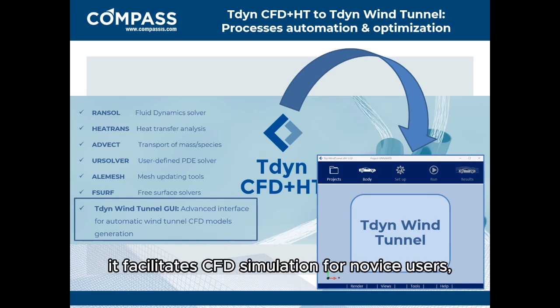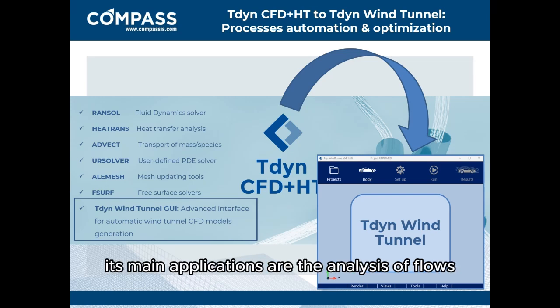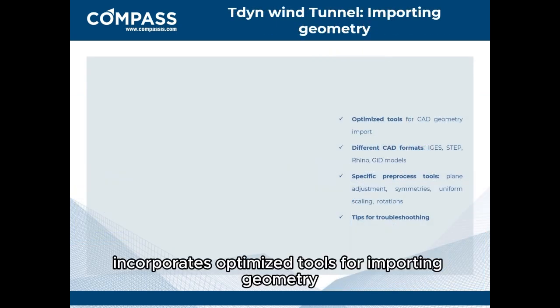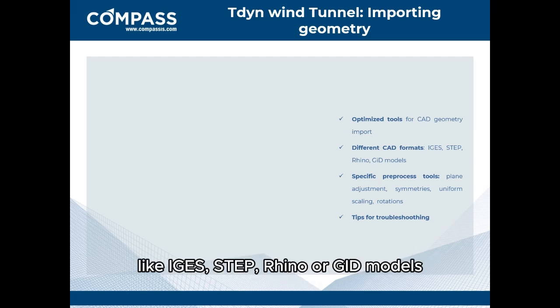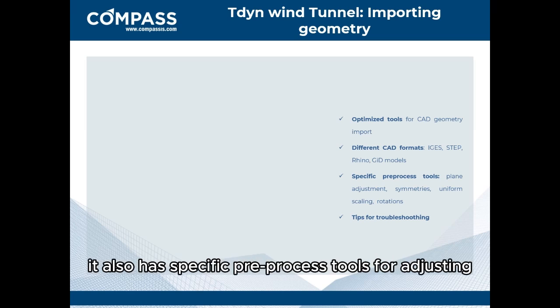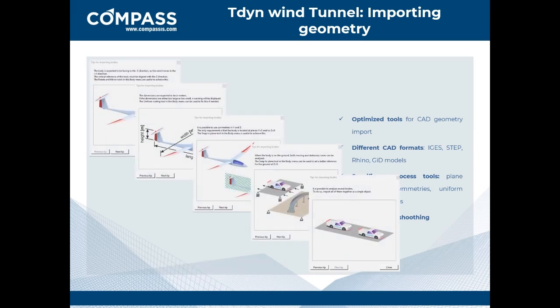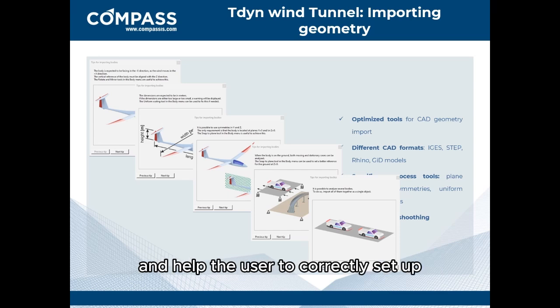It facilitates CFD simulation for novice users, minimizing errors and effort, and meets the needs of experts by including the power of a complete CFD. Its main applications are the analysis of flows around any type of structure or shape. Tdyn WindTunnel incorporates optimized tools for importing geometry in different CAD formats like IGS, STEP, Rhino, or GiD models. It also has specific preprocessing tools for adjusting planes, dealing with symmetries, rotations, and scaling of models. The interface incorporates multiple graphic tips and detailed instructions and advice to optimize this import process and help the user to correctly set up the imported geometry.